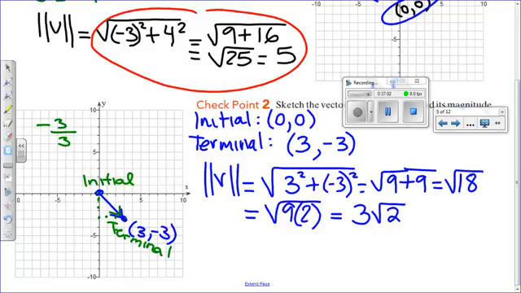All right. But if we were the opposite, if this was our initial and this was our terminal, then the direction would be also the opposite sign. Okay? So it depends. Where's your initial? Where's your terminal?